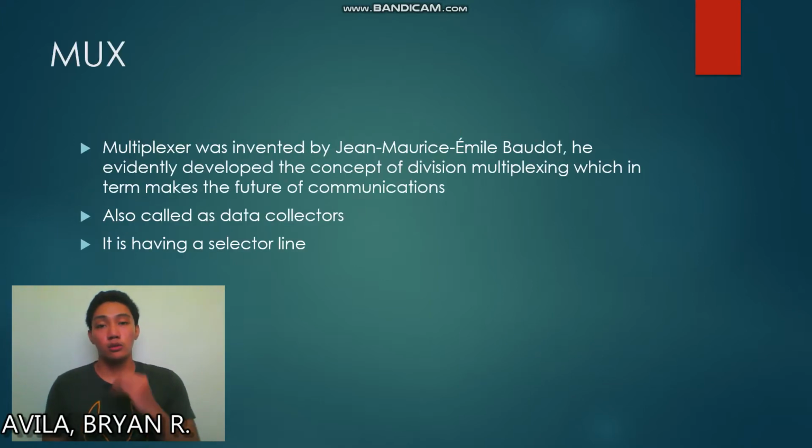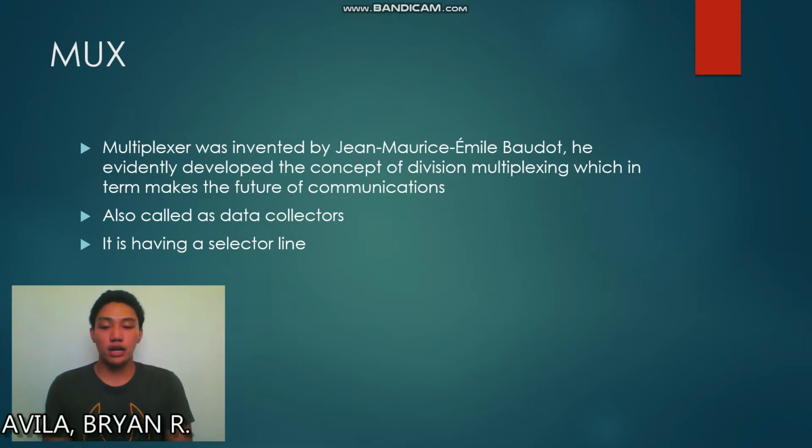So what is a multiplexer? The multiplexer was invented by Jean-Maurice Emile Baudot, who developed the concept of time division multiplexing, which in turn makes up the future of communications. So what is a multiplexer? A multiplexer transmits a large number of information channels, selecting binary information from one of the many input channels and transmitting it to a single output line. It is also called a data selector.